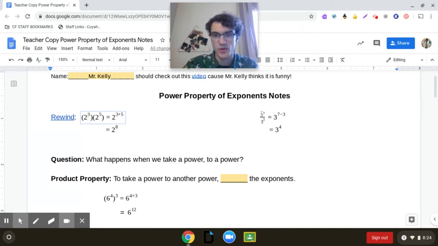All right, same thing when we divide. Remember, this fraction means divide. 3 to the 7th divided by 3 to the 3rd is going to be 3 to the 7 minus 3, or 3 to the 4th.